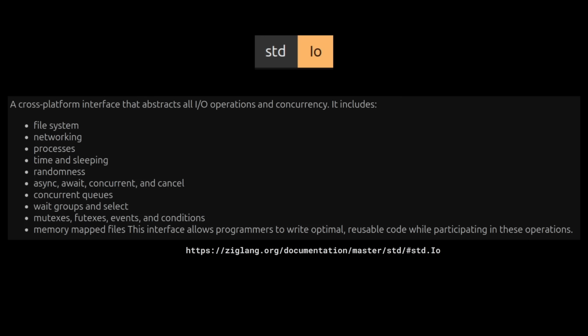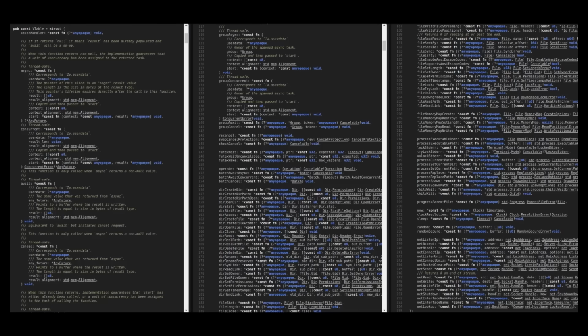Alright. If we look at the documentation, std.io is described as a cross-platform interface that abstracts all I/O operations and concurrency, including the file system, networking, processes, time and sleeping, randomness, async, await, concurrent, cancel, concurrent queues, wait groups and select, mutexes, futexes, events and conditions, and memory map files. So all that in one big vtable. I mean, look at it.